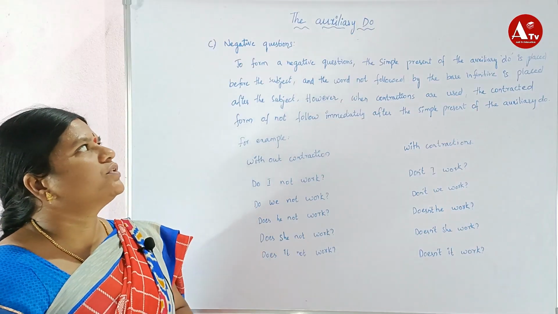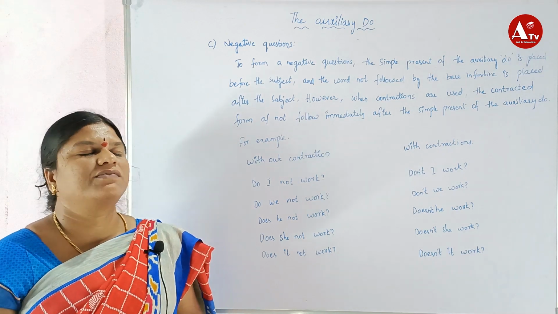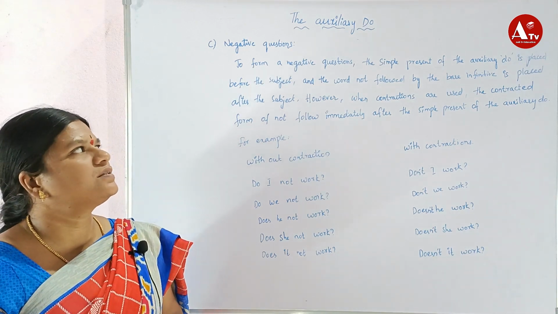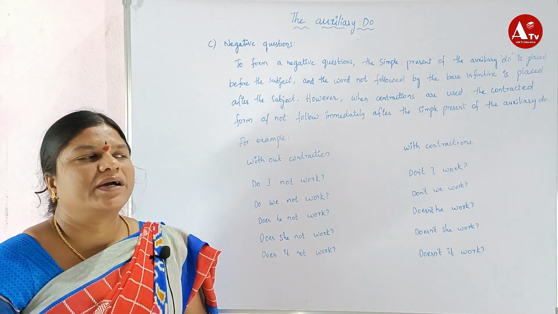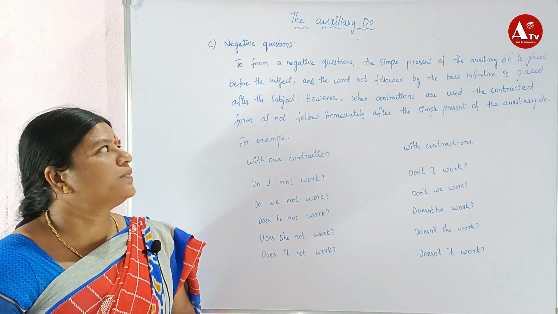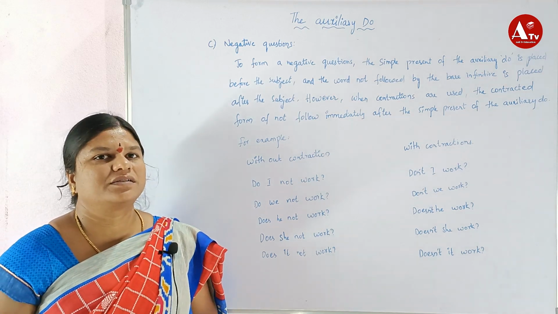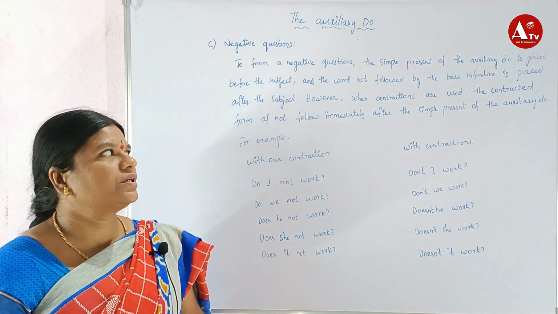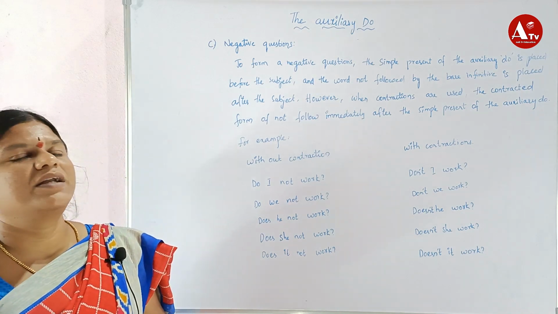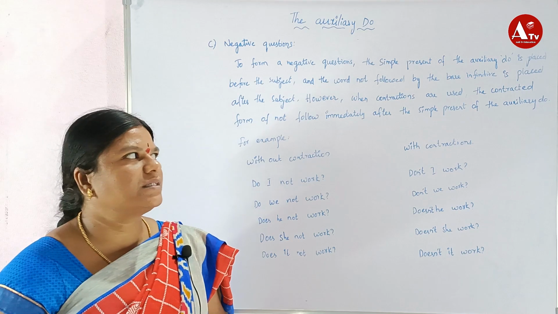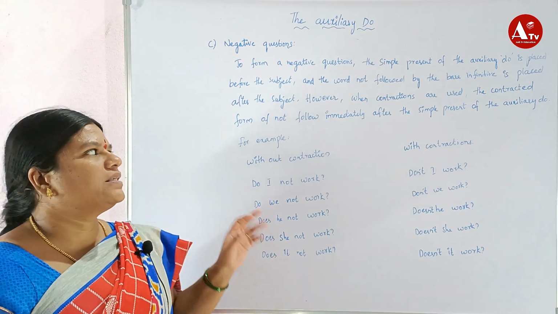Negative questions. To form a negative question, the simple present form of the auxiliary do is placed before the subject, and the verb followed by the base infinitive is placed after the subject. However, when contractions are used, the contracted form is placed immediately before the subject, not after the simple present of the auxiliary do. Here are some examples.